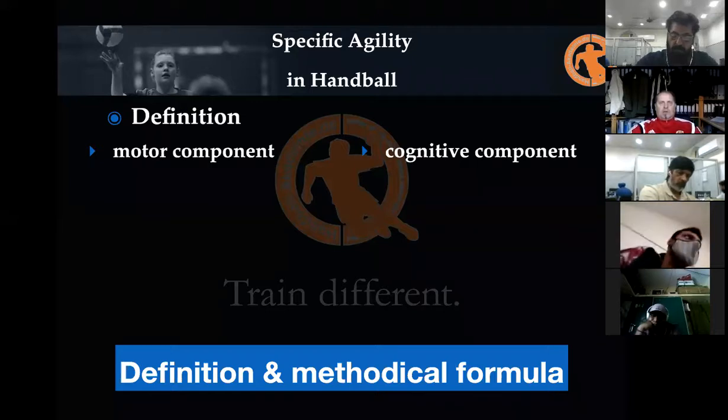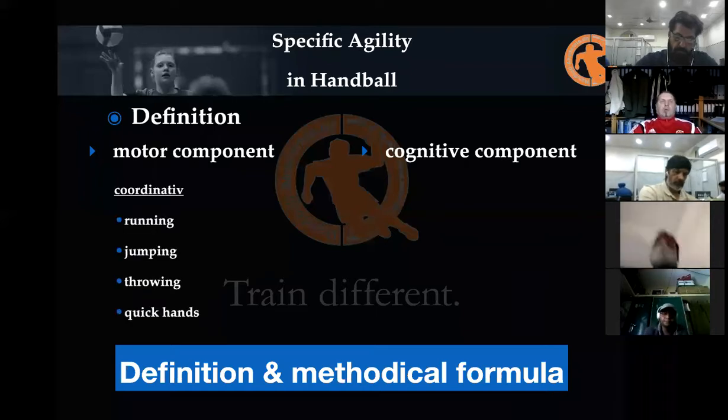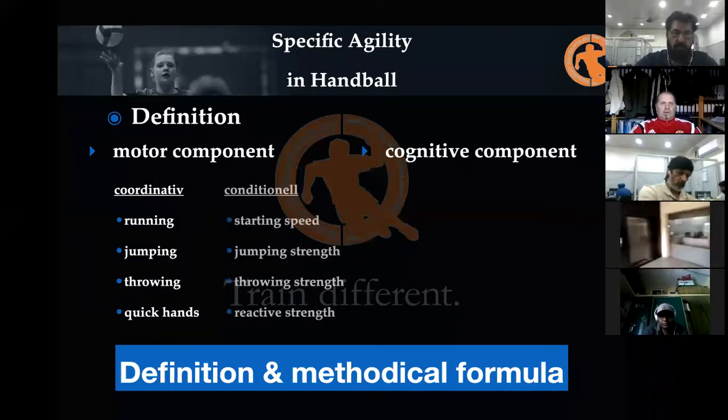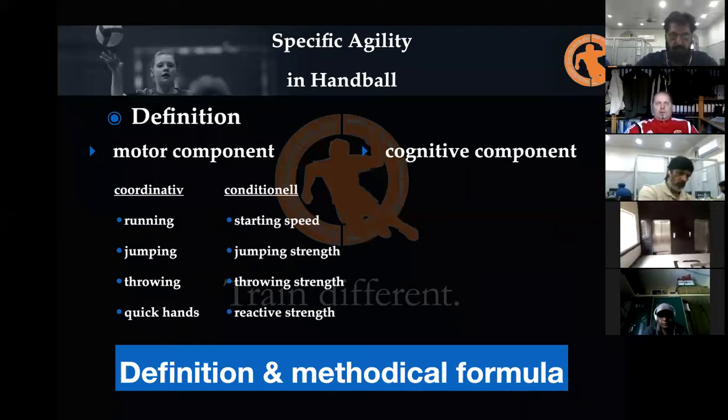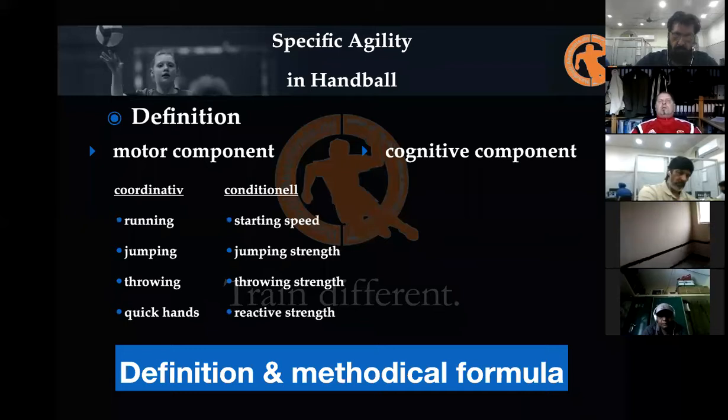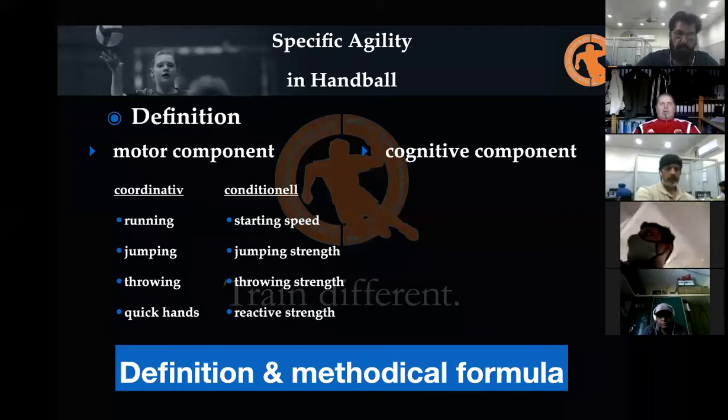first instruction in handball. Handball is a game played with the legs and the head. So on the motor component side, we have two aspects we have to differentiate. It's the coordinative aspect and it's the conditional aspect. So for coordination, we have the running, the jumping, the throwing, the quick hands, for instance, and in defense. Because the players in handball have to coordinate their movements very fast. So especially in defense, you can see that in a very nice way.